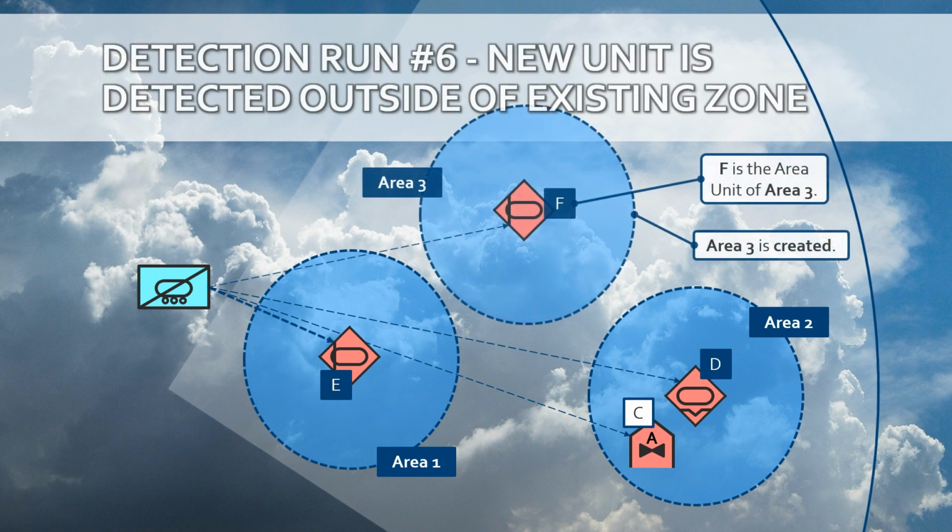Run 6. Here you see area 3 is being created because a new unit has been detected, unit F, outside of area 1 and 2. So unit F becomes a new area, and unit F becomes the center of area 3.